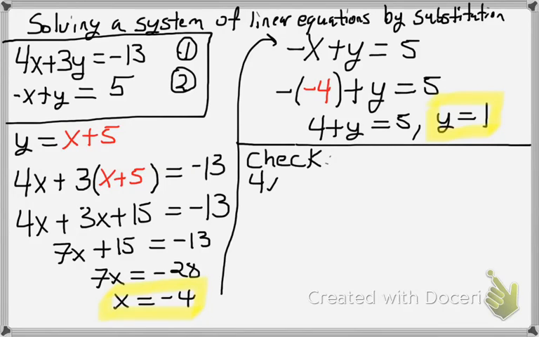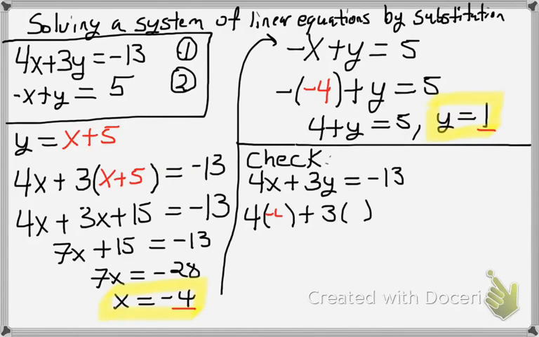So that was the 4x plus 3y, and that was equal to negative 13. We're going to plug in what our x was, what our y was, and see if that is equal to negative 13. So we get negative 16 plus 3. And oh, it is negative 13, so we've done this correctly.